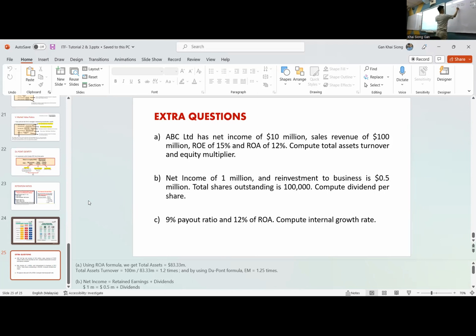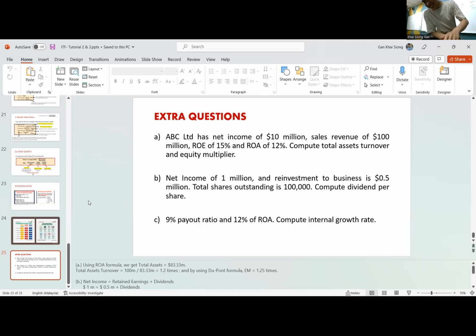Total sales is 100 million. Okay, divided by 1.2 million. Okay, so we can calculate this one. So try and see what you get for the first part, total asset turnover. Hey, total asset 1.2 million? Total asset should be 83.33, right? Wow, all no calculator.